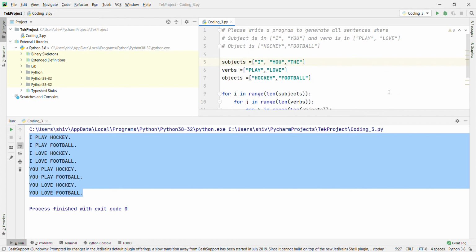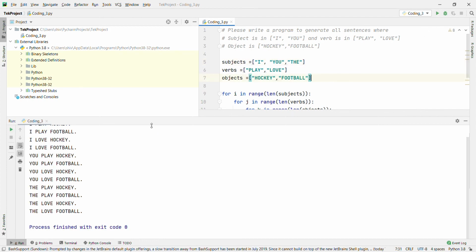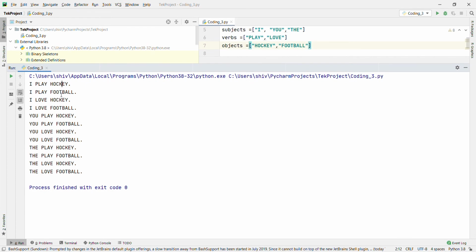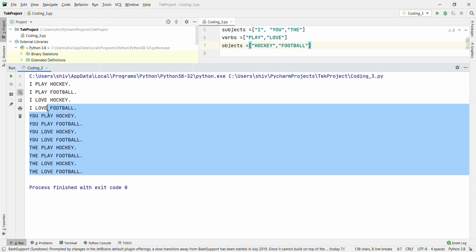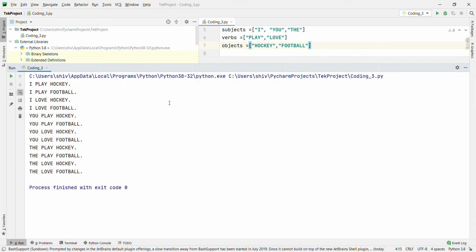Just as an example, 3 multiplied by 2 multiplied by 2: 3 times 2 is 6, multiplied by 2 is 12. The output will be 12. Let's run once again and see the output. 1, 2, 3, 4, 5, 6, 7, 8, 9, 10, 11, 12. 12 outputs will come. This is clear. For today, that's it.